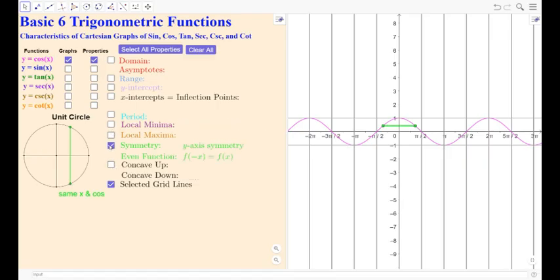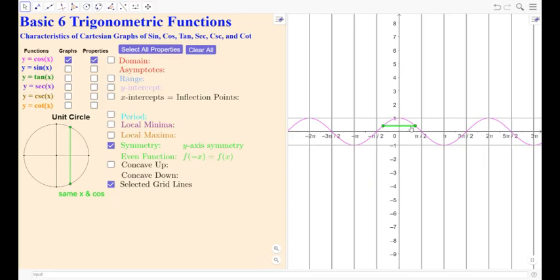What about symmetry? Well, this one is symmetric about the y-axis. Again, if we rotate an angle positive theta and we rotate the angle negative theta, these give you the same x value. Well, same x means the same value for cosine. So that means f of the opposite of x is the same as f of x.